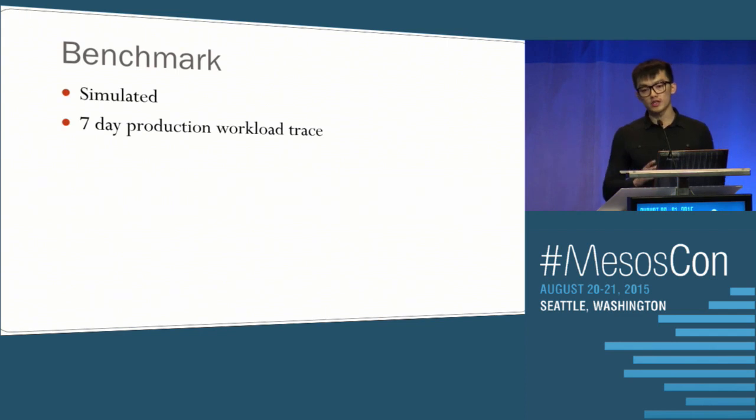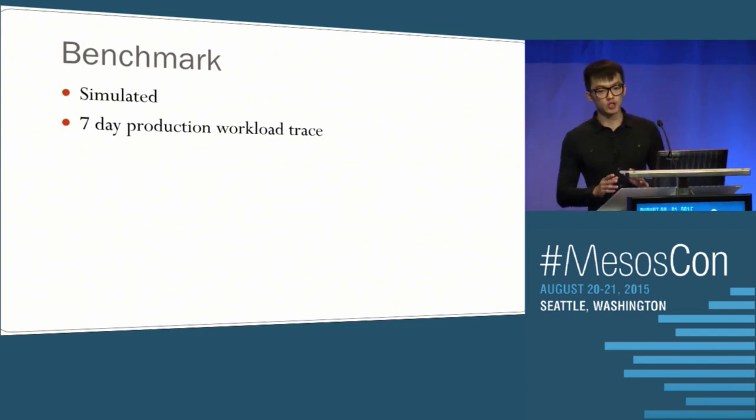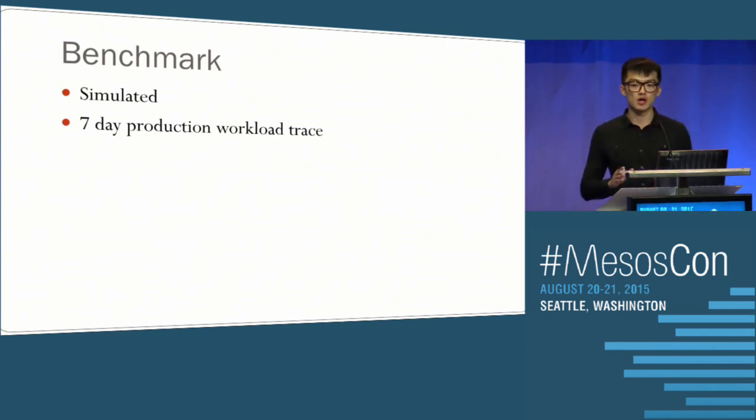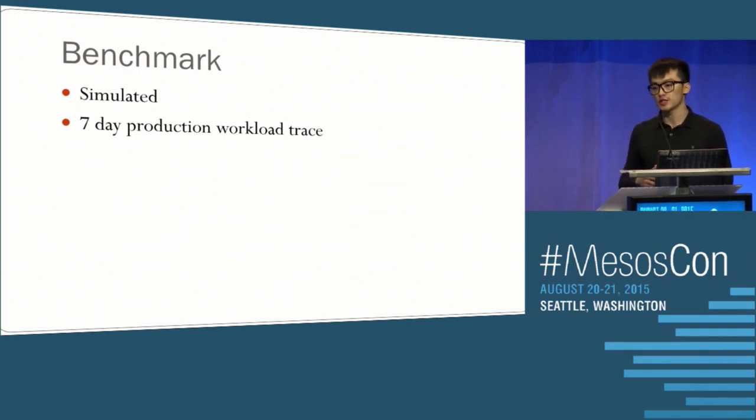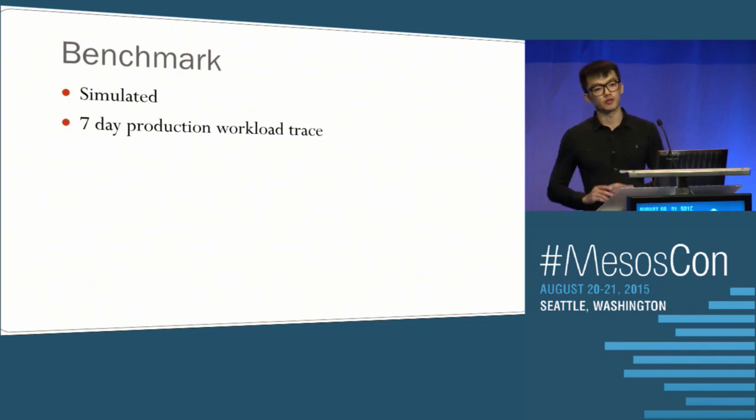So the benchmark: we actually did a simulation. We implemented a simulator to simulate our Mesos cluster as well as Cook. We implemented two approaches in the simulator. First is dynamic quota. The second is preemption. We're trying to compare these two. We took a 7-day production workload trace from our system and replayed it in our simulator.